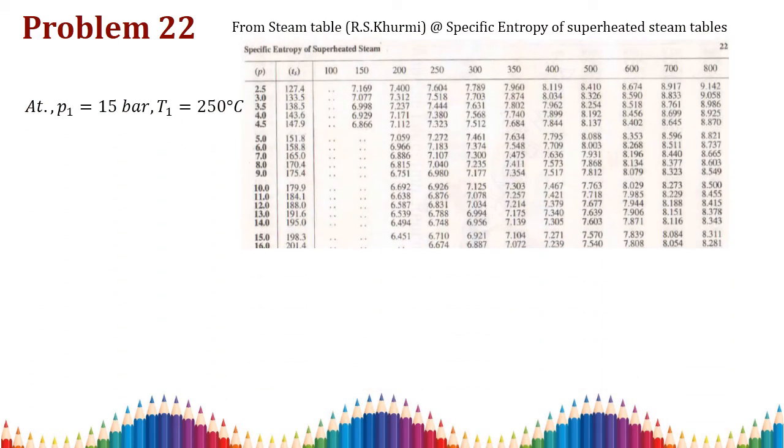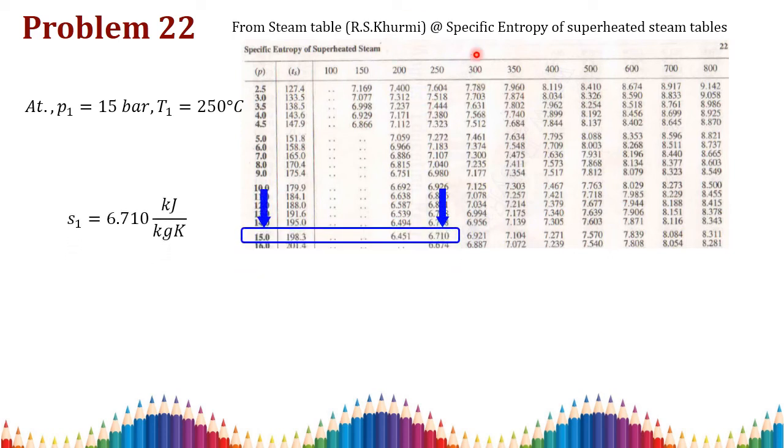Again, you can go for your specific entropy from your superheated steam table at pressure P1 equal to 15 bar and temperature T1 equal to 250 degrees Celsius. You can take the entropy S1 equal to 6.710 kilojoule per kilogram Kelvin.